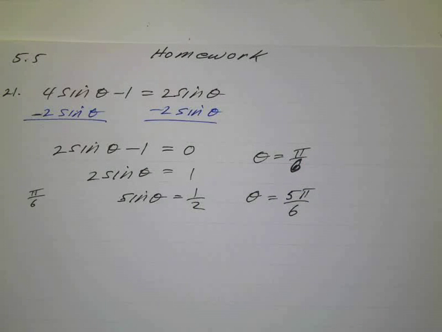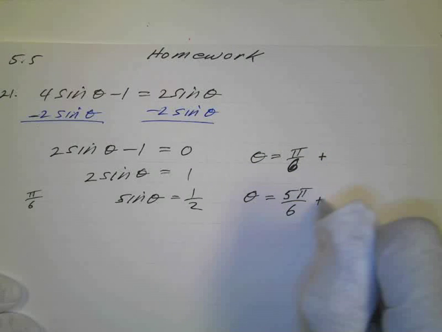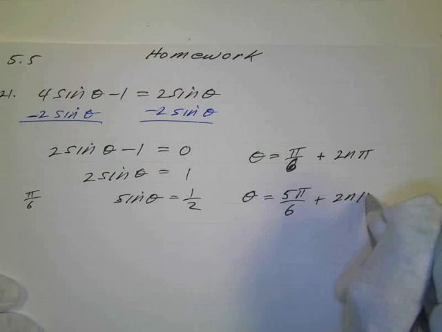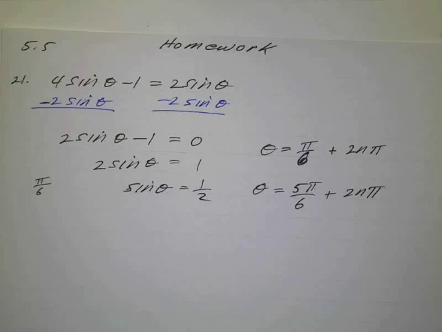Okay, pi over 6 or 5 pi over 6, except this is periodic and goes in both directions, so what we'll do is we'll just add 2n pi. There you go. So that's number 21.